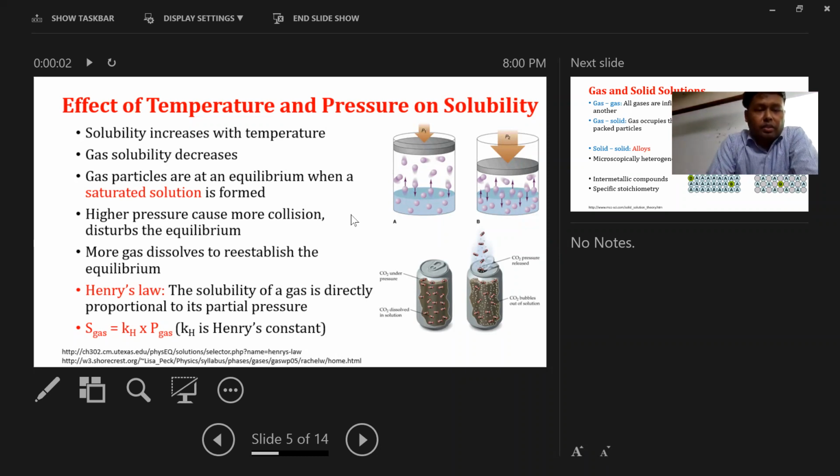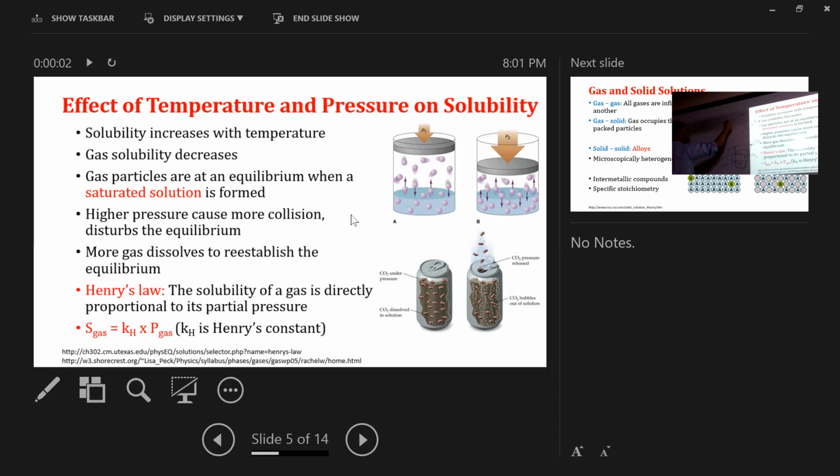So our formula is: the solubility of a gas is directly proportional to its partial pressure. That means how much the gas will be dissolved is directly proportional to the partial pressure of that gas. So the solubility of the gas, S gas, is proportional to the partial pressure, P gas. To remove the proportionality, just multiply with the constant Kh and then P gas.